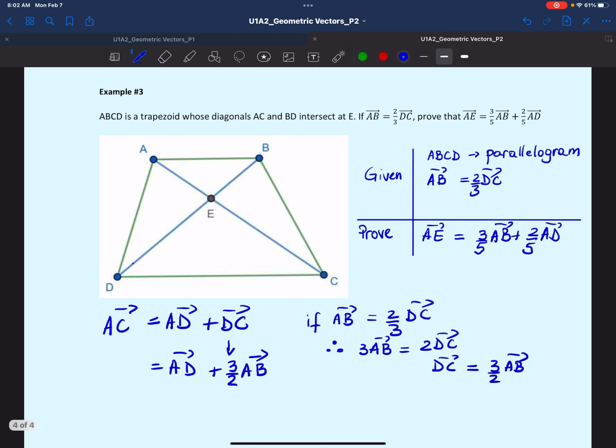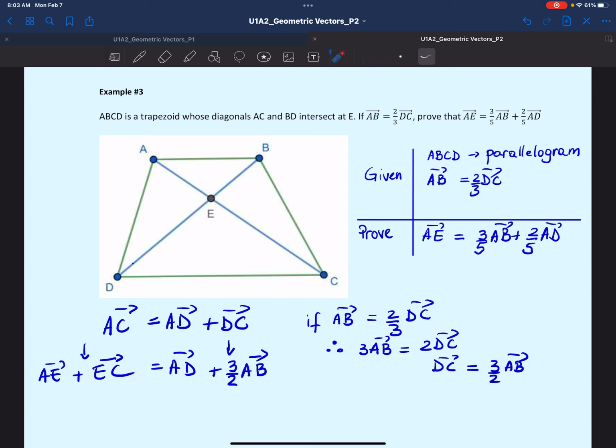So let's take a look at AC. What can be done about this? This is vector AC, and in vector AC we have AE, which must be included in the statement we're proving, and EC. So I will write vector AC as the sum of AE and EC. Obviously, I do want to have AE in this statement because that's what I'm trying to prove, which means that I have to work with EC.